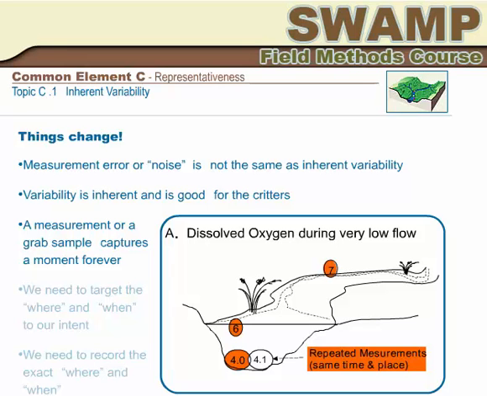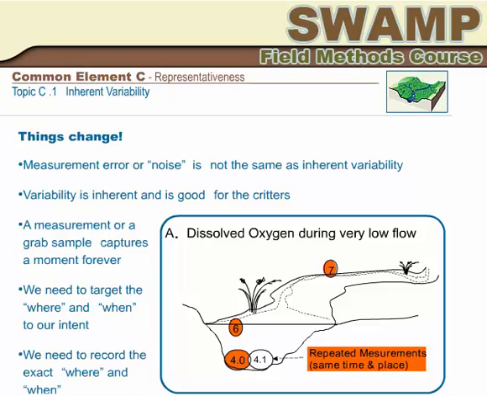This is why it is so important to select the where and when in a way that will address the monitoring intent. For example, when your intent is to capture the worst-case scenario for cold water fish in terms of the lowest oxygen concentrations, you will go to the creek at dawn at the most critical time of the year, during the hottest part of the summer when the flow discharge is the lowest, and you would target pools where these fish are found.